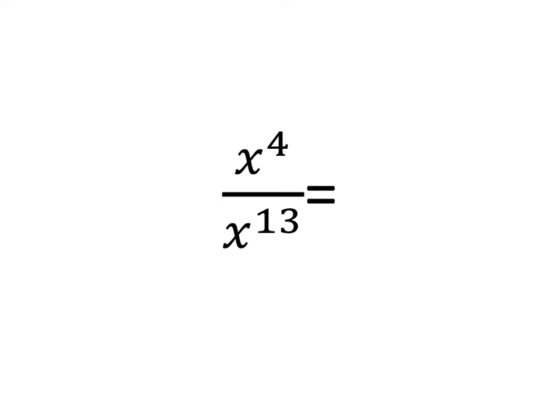The next one's going to be very similar. Again, I'm going to draw my line. I have 4 on the top, 13 on the bottom. When I start crossing out, the leftovers are going to be on the bottom. And there's going to be 9 of them. But since I crossed everything off the top, that means I still have to have something up there, and that something is 1. So 1 over x to the 9th.